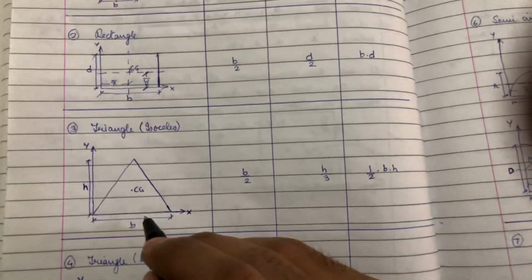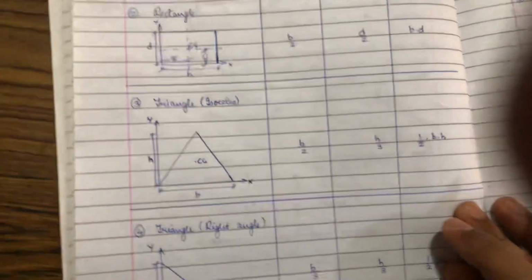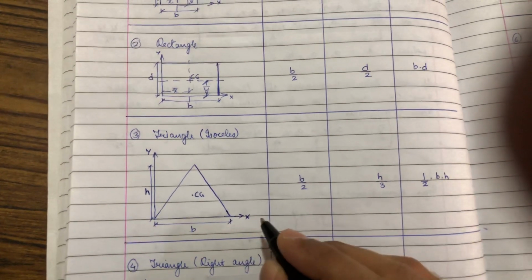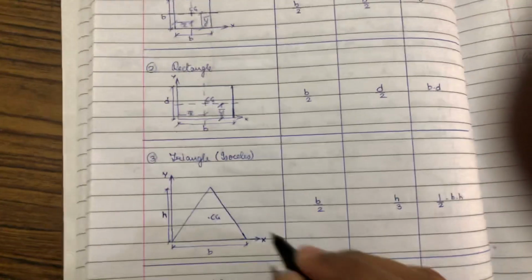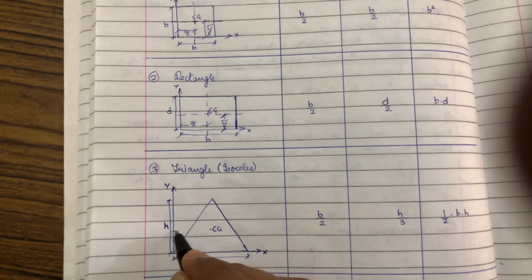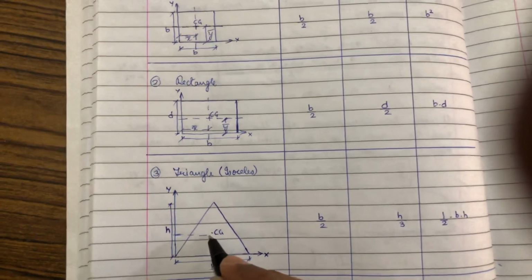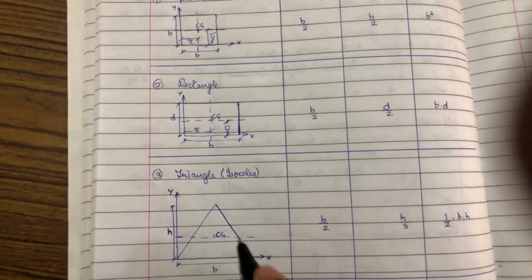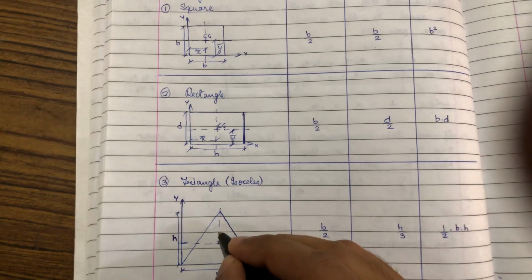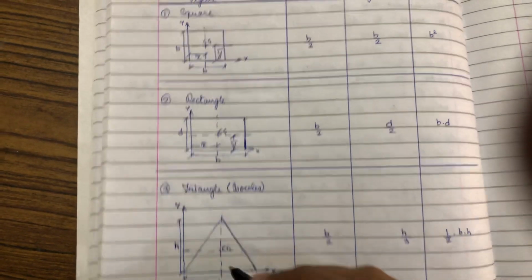Now coming to a triangle. It can be any triangle, not necessarily an isosceles triangle. It can be for that matter any triangle. The CG of the triangle will pass through that point from where the three medians of the triangle will intersect.